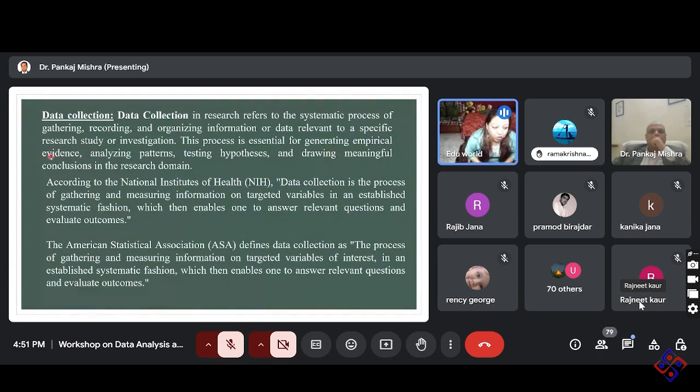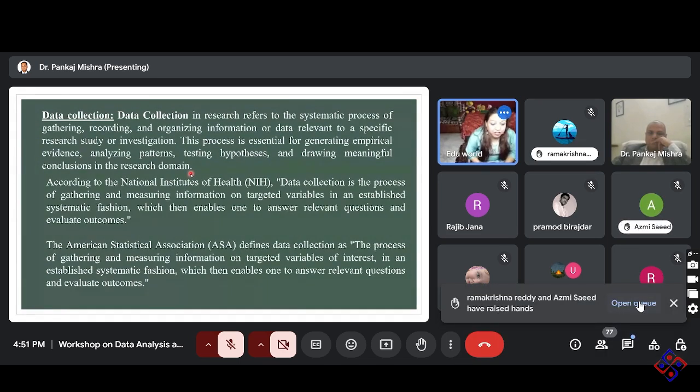So this data, whatever we have gathered, sorted and organized, is generally used for testing the hypothesis. By testing the hypothesis, we can draw a meaningful conclusion so that we can get an accurate result, whether our hypothesis is accepted or rejected. Based on that, we can conclude our study or find out the consequences of our study.